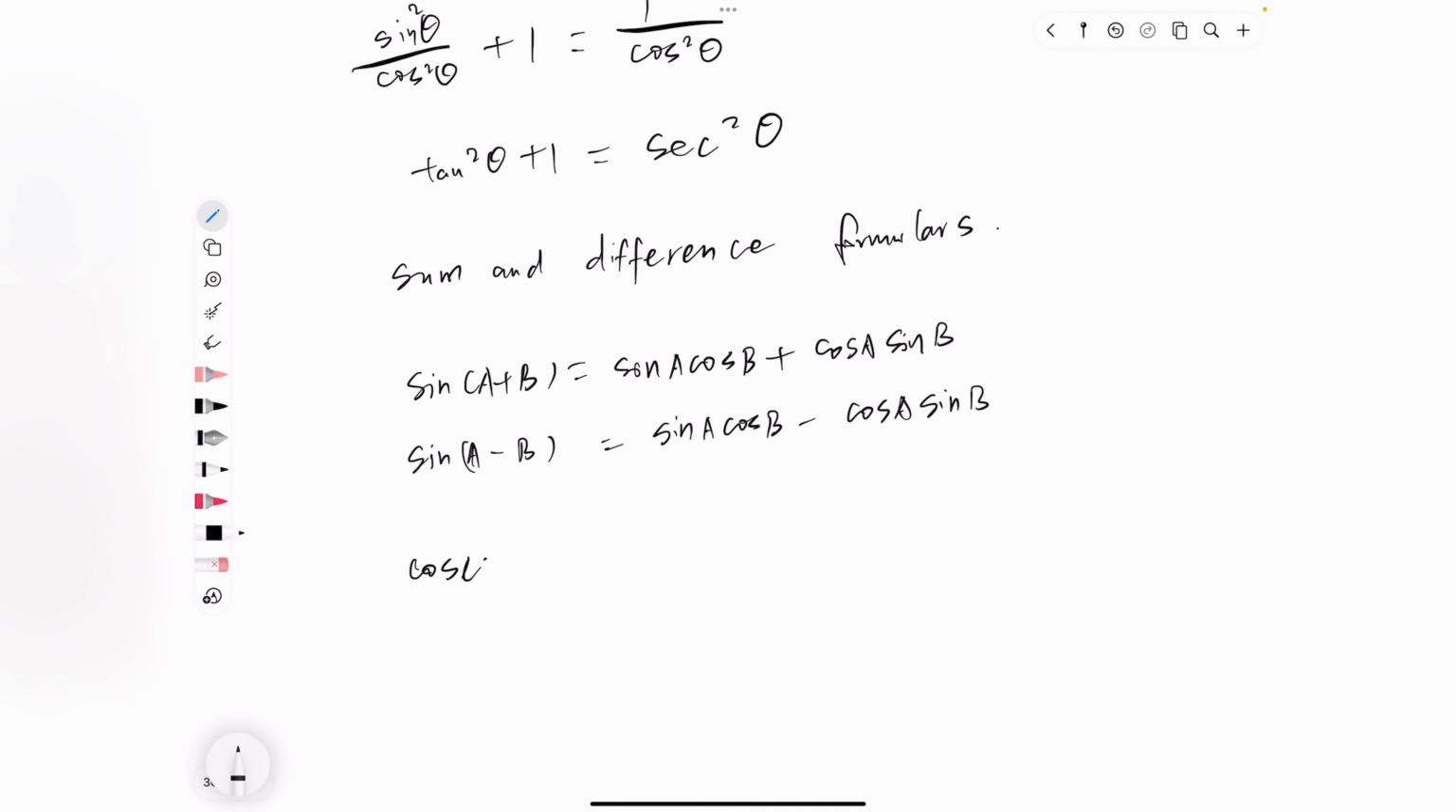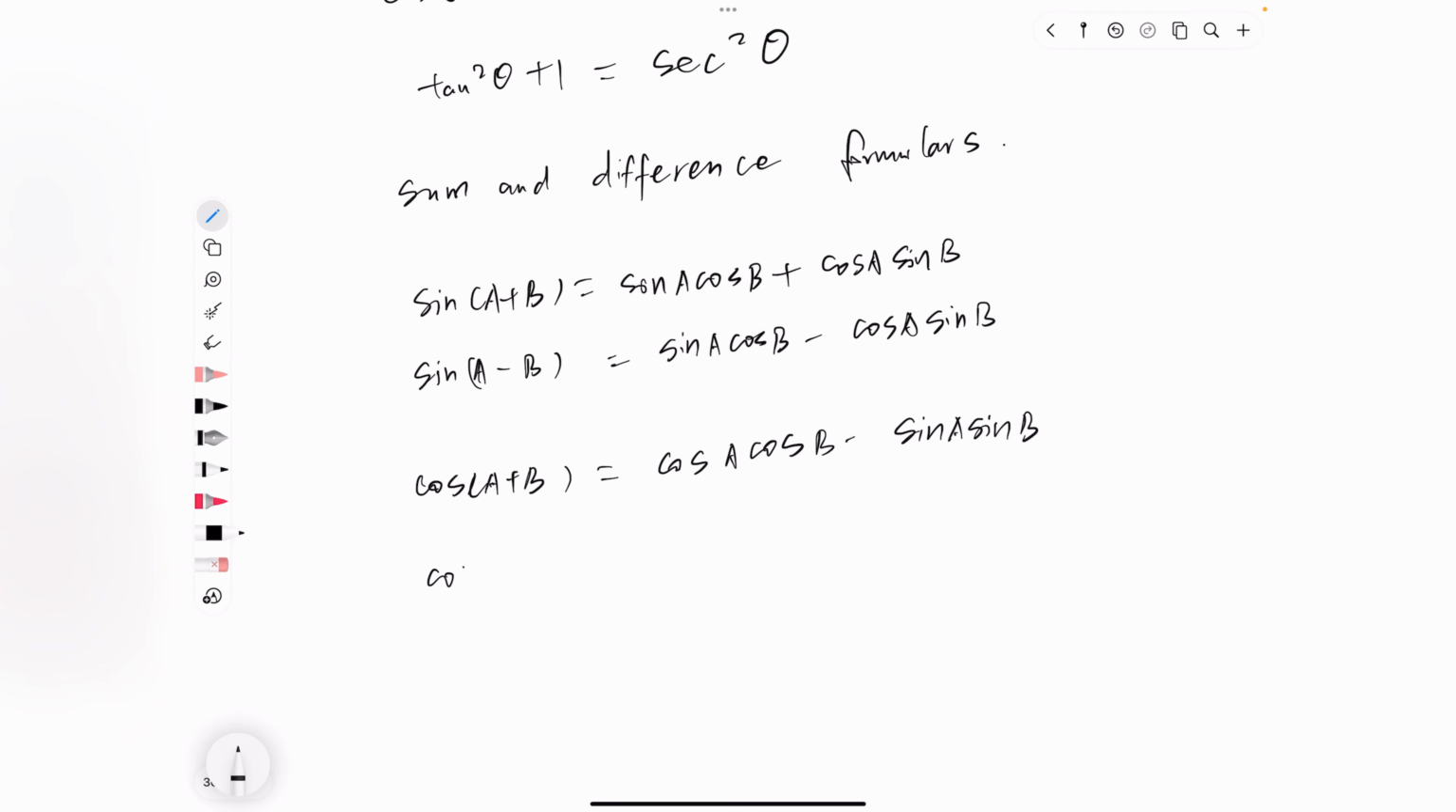We have cosine A plus B equals cos A cos B minus sine A sine B. If we have cos A minus B, we have cos A cos B plus sine A sine B.